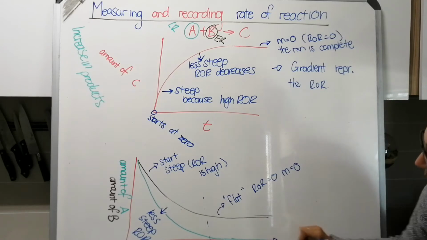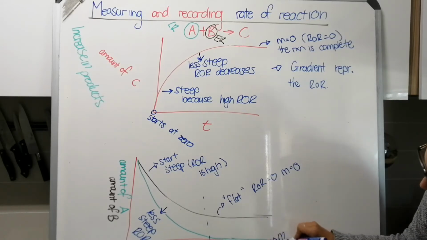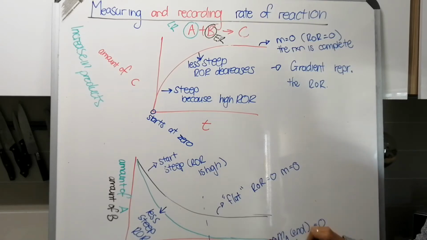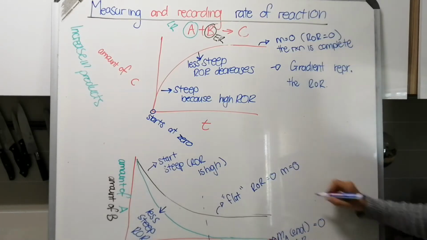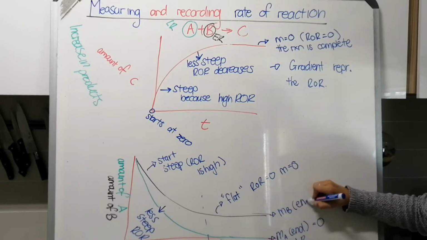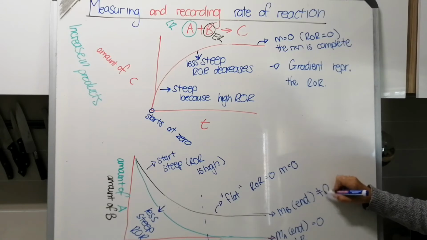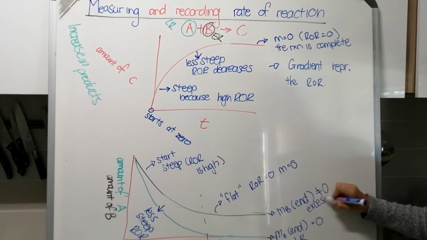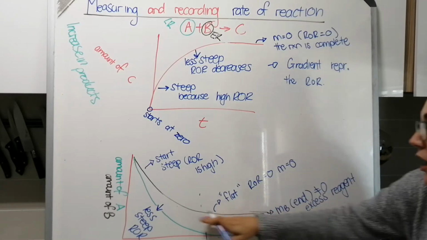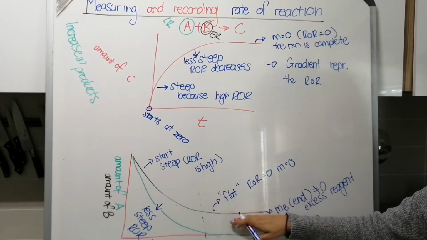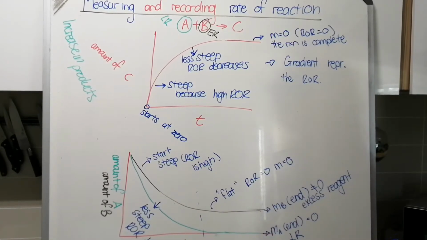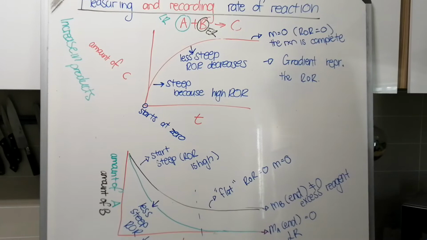Okay, at the end of the reaction, the amount of A will equal 0 because it's the limiting reagent. But the amount of B at the end will not equal 0 because this was our excess reagent. So the change in the amount of B will stop, we'll get a flat line, so the change in B will be 0, but the actual amount of B that you have left at the end won't be 0 because it's the excess reagent.